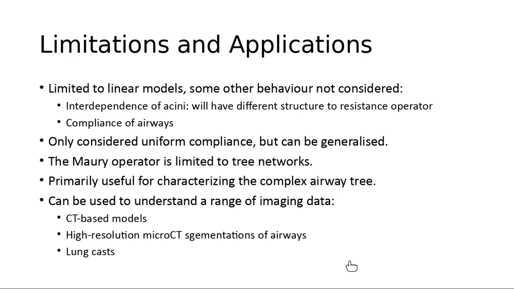We've only considered uniform compliance of the lung here, so everything I showed there doesn't have any patchy elasticity, which is another feature of lung disease. You get some stiffer regions of tissue and some less stiff regions of tissue, but that can be generalized with this method. Actually, that's not too difficult to show. This Maury operator I've said is limited to tree networks, so that limits its usefulness to other biological systems at the moment. But we are thinking about ways of generalizing that, and that's something for the next summer project I'm going to run this summer.